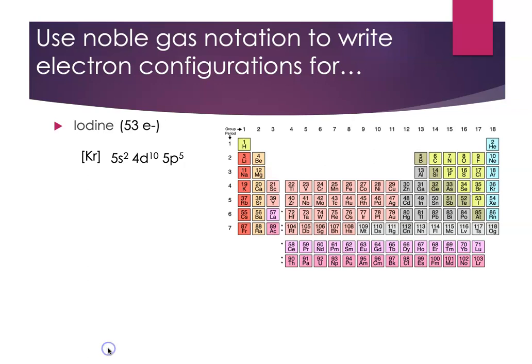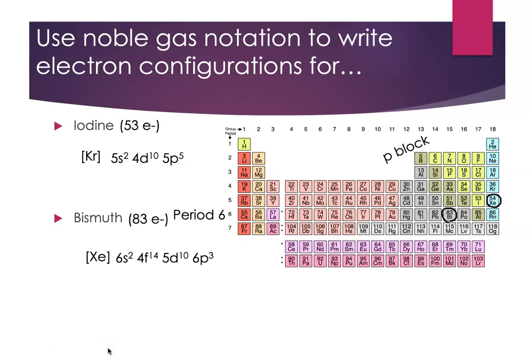We'll do one more example. Let's look at bismuth with 83 electrons. We would use xenon as our noble gas. We'll write that in square brackets. And then we're in period 6 in the P block. So we're going to start at 6s2, and then we have to jump down to the F. We'll have 4f14, back to the 5d10, and end as 6p3.